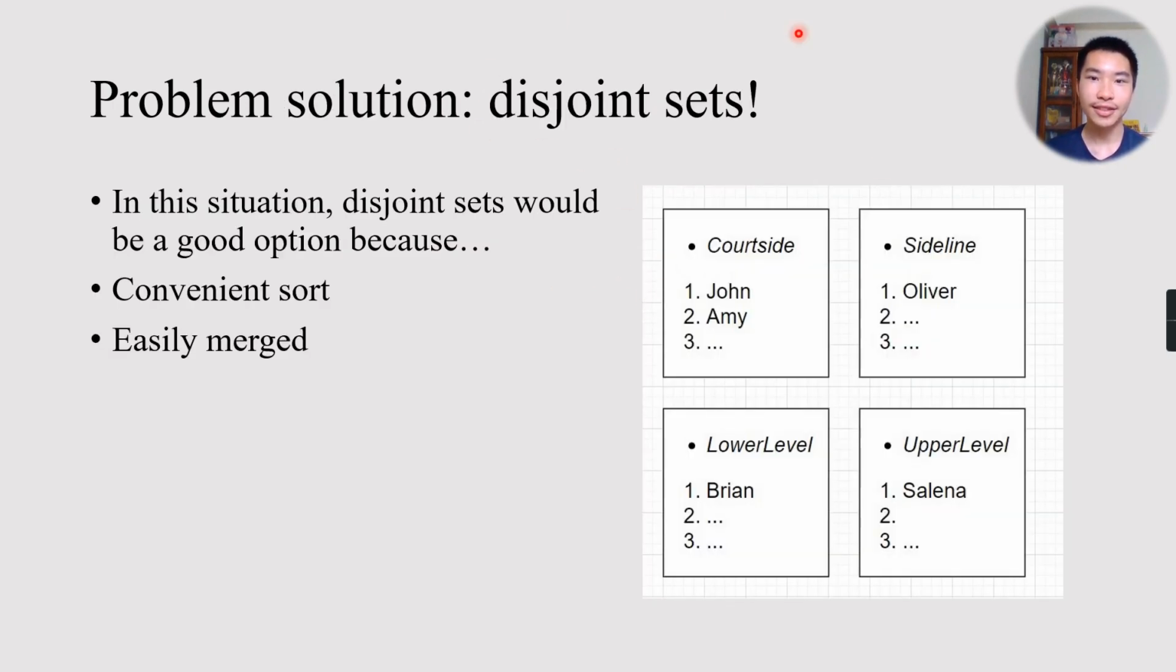And our solution is disjoint sets, because in this situation, disjoint sets will be efficient due to its easy sorting specialty, and also it can be easily merged. For example, this is an NBA sorting system, and if we want to combine courtside with sidelines spectators together into the same zone, then we can just do it very easily in a disjoint set.